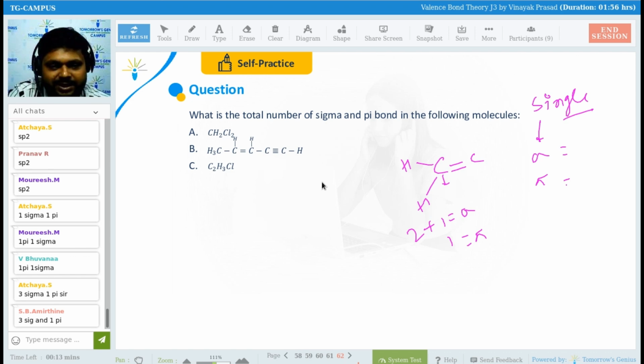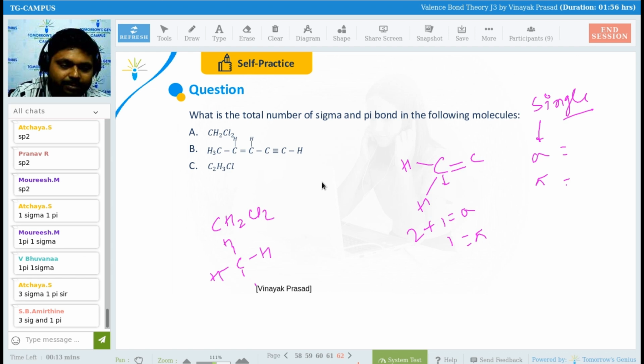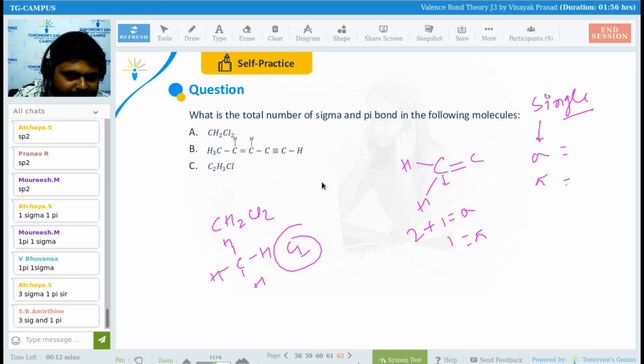Now, can you do this question? CH2Cl2 is there. Can we find the number of sigma and pi? This is a very easy question. CH2 and Cl2 are there, so obviously this carbon will be attached with 2 hydrogen and 2 chlorine. So the total number of sigma will be 4. Getting my point, everyone? Yes or no? Please tell me.